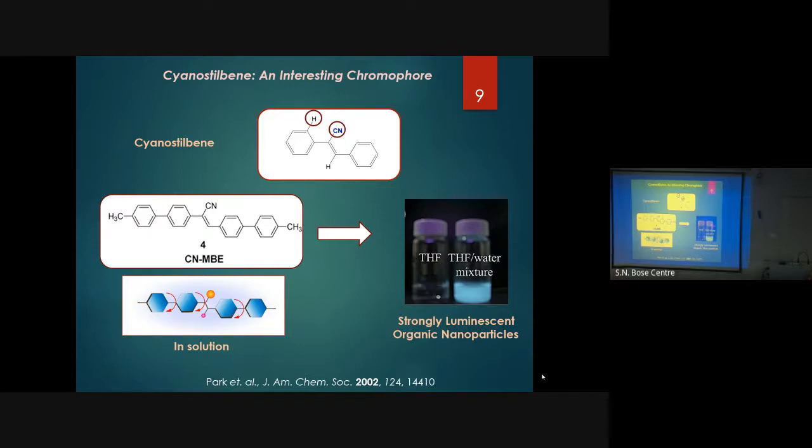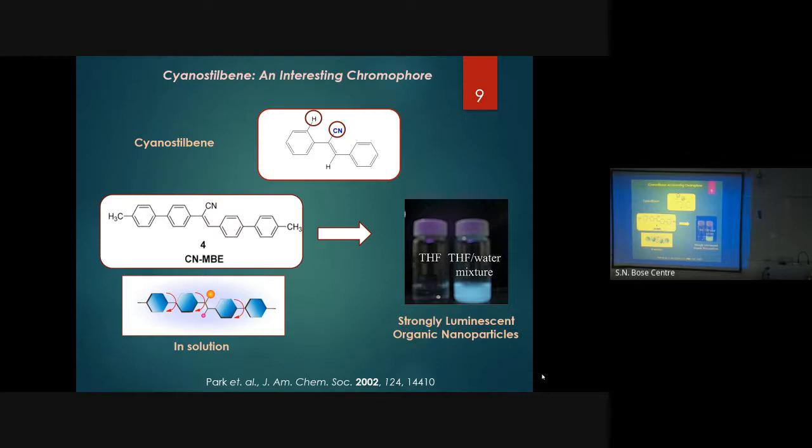But what happens once you introduce cyano, which is not visible from this image that I am showing, is that hydrogen and cyano sterically repel each other. They don't want to occupy the same space. So what happens? There is a kind of rotation around this bond. So if you build a cyanostilbene, which was reported 20 years back, you can see that you have this cyano group here as well as the biphenyl.